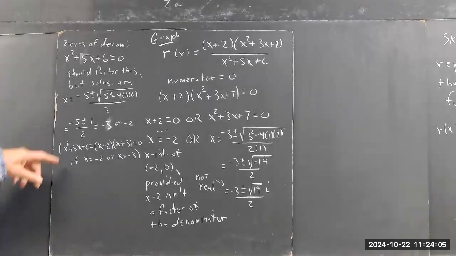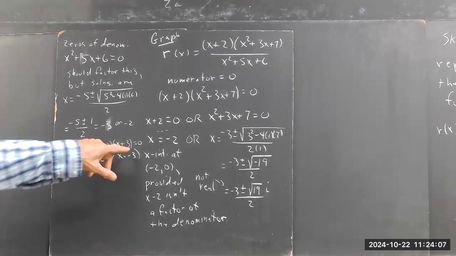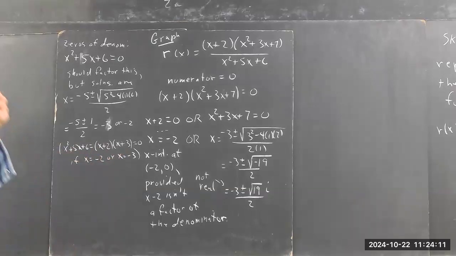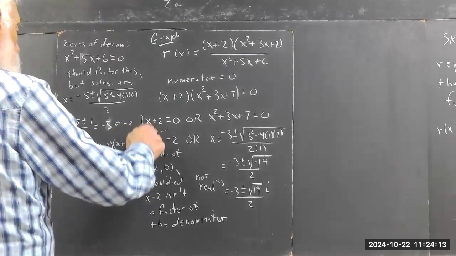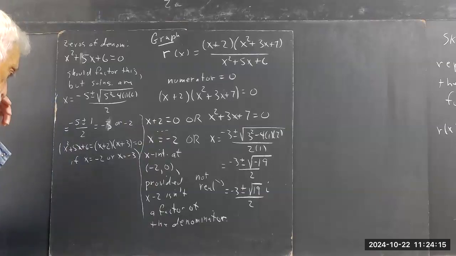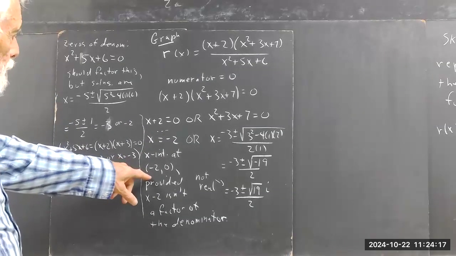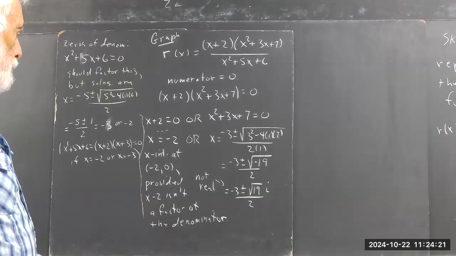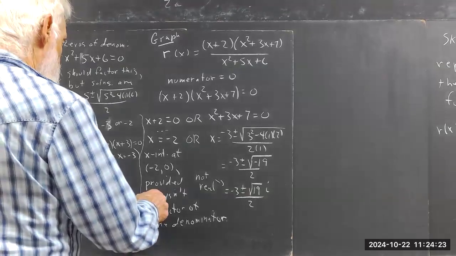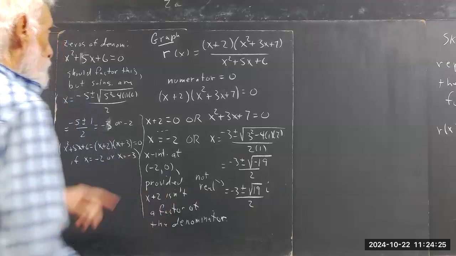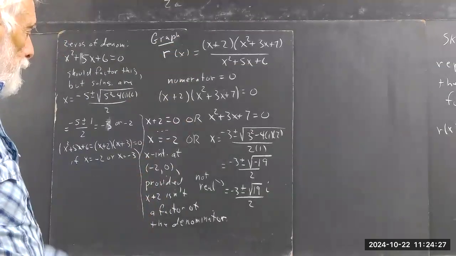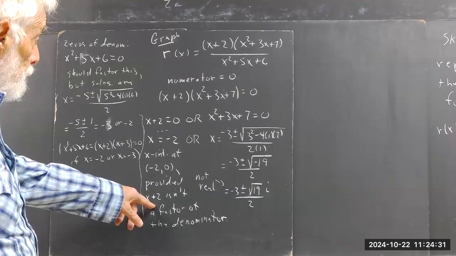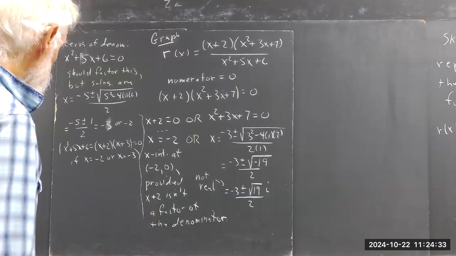And I'll also note that if you factor it, this is a factored form, and you easily get solutions from the factored form. Well, now I said that this would be a 0 provided x plus 2 isn't a factor of the denominator. It turns out that x plus 2 is a factor of the denominator.